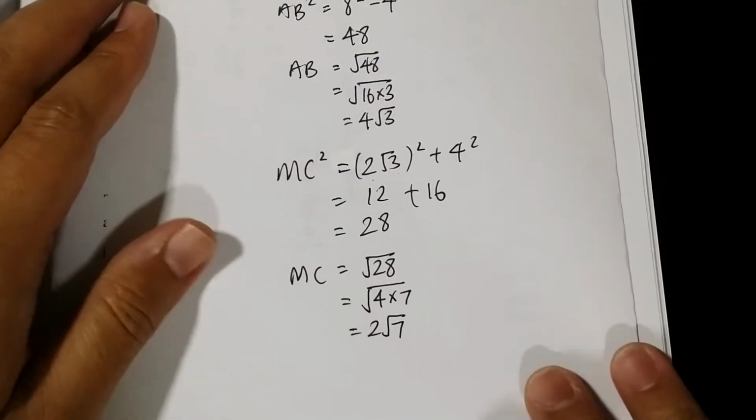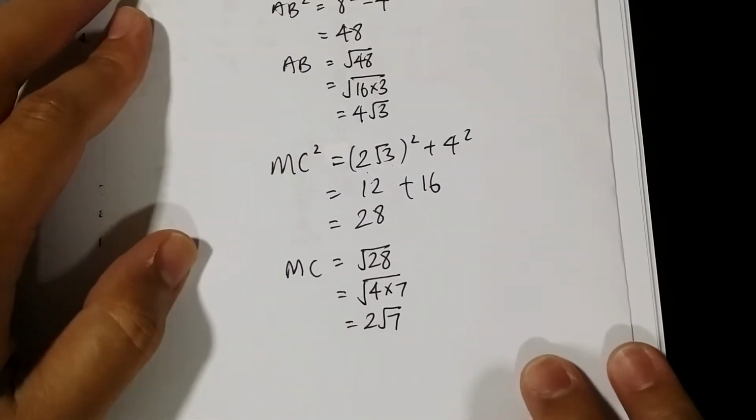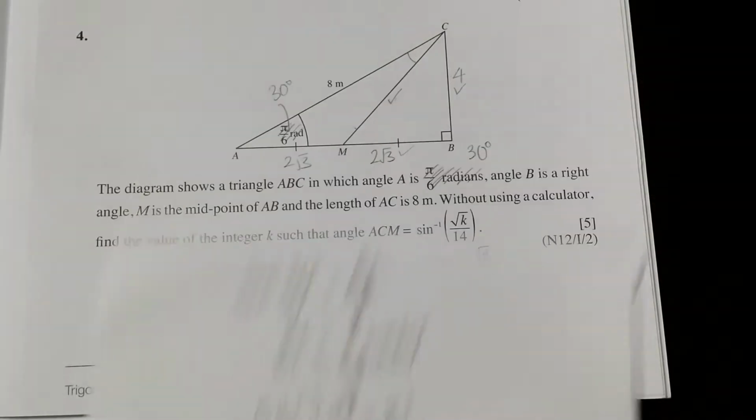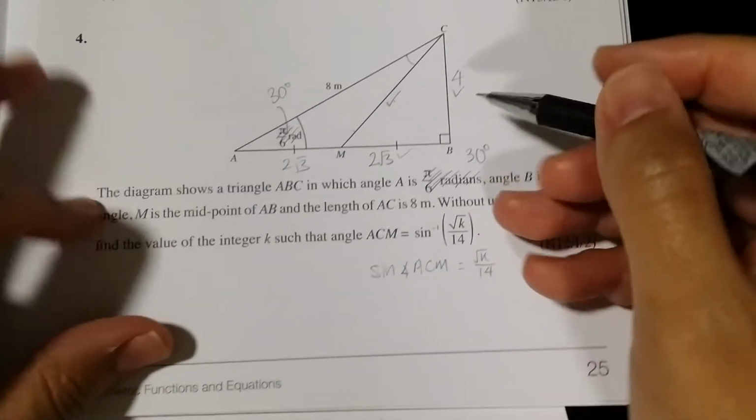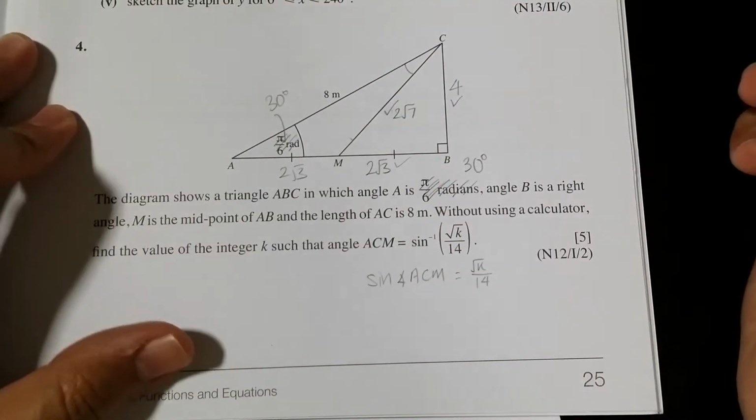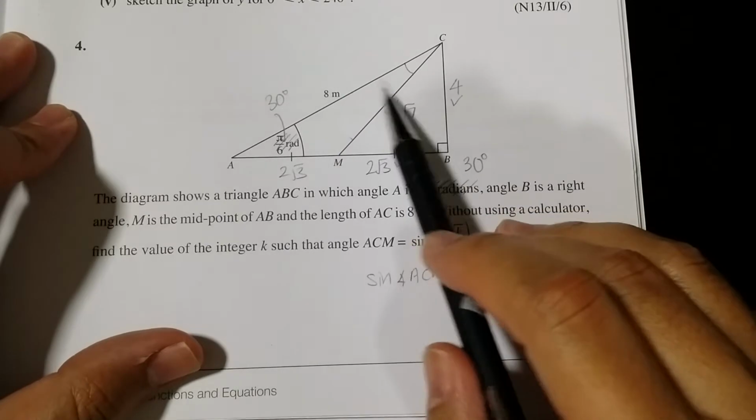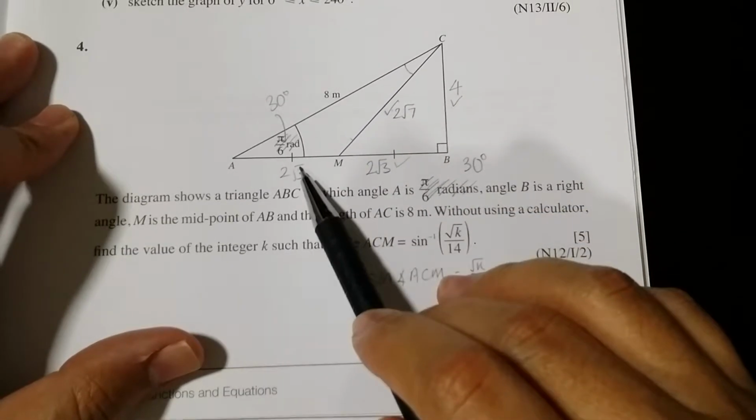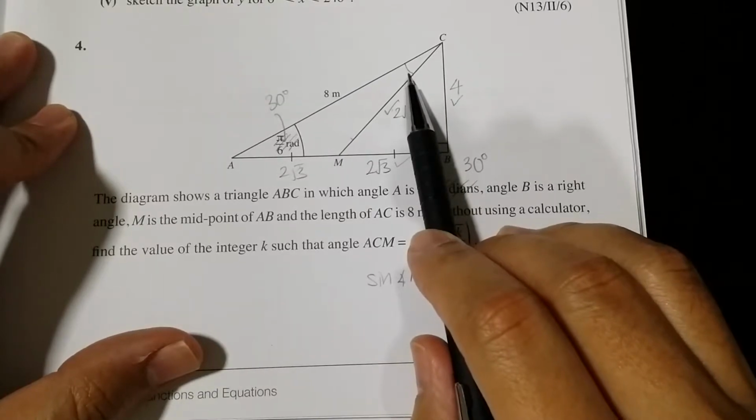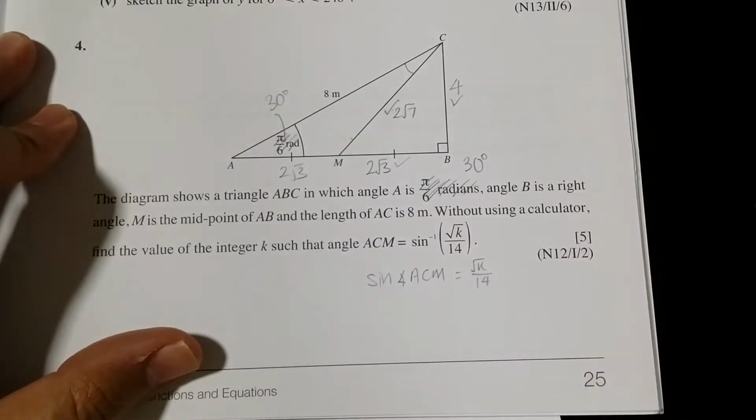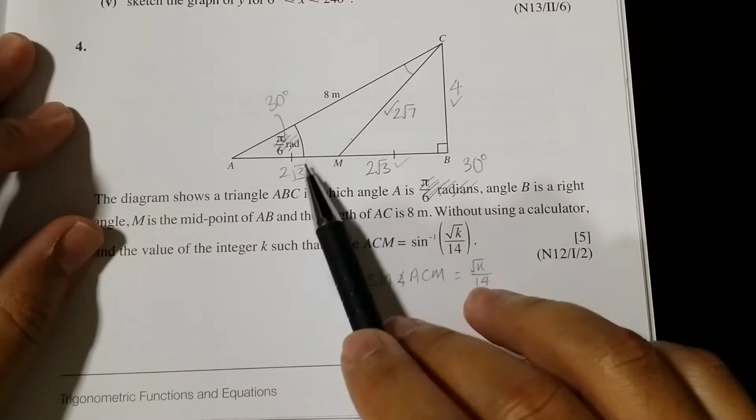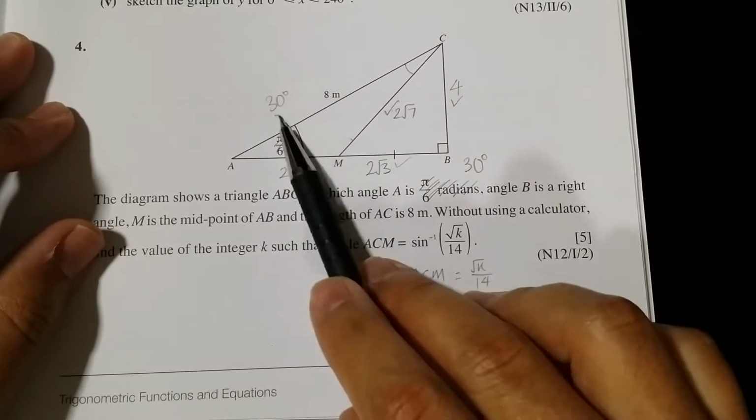Take note, every time I have new information, I write down. MC is 2 square root 7. If this is too fast, please pause the video. MC is 2 square root 7. Okay, I'm ready to go. Because I have one side, two side, one angle, and my reference angle here, I can apply sine rule. Sine this over this length equals sine 30 over this length.